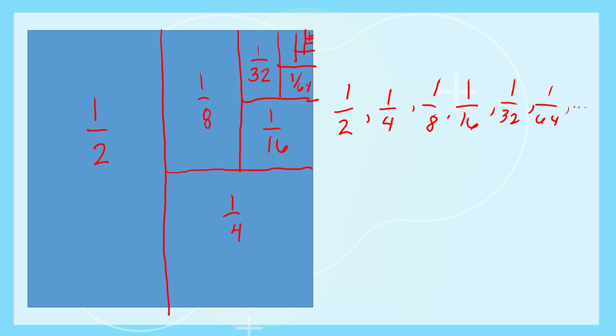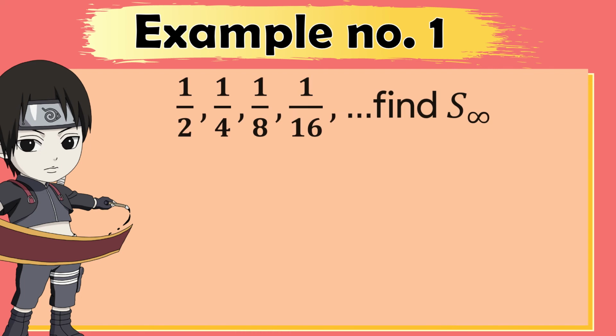Now, pakita natin using the formula. Ito yung sequence natin kanina, di ba? We have 1/2, 1/4, 1/8, 1/16, and so on. And we need to find S sub infinity, or the sum of all the terms of this infinite geometric series. So again, hanapin muna natin ang common ratio. Sabi, magkakaroon lang daw ng sum kapag ang absolute value of our common ratio is less than 1.